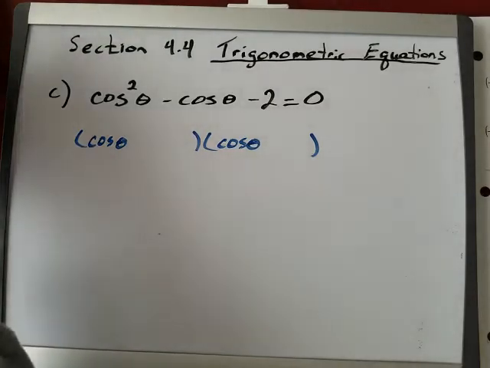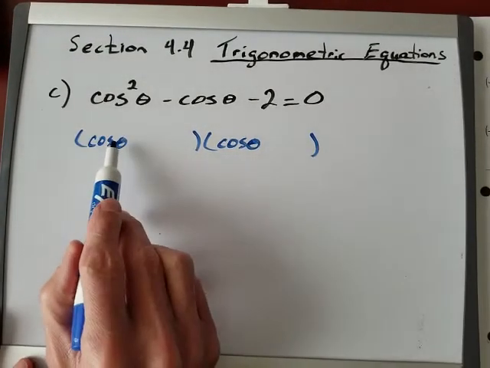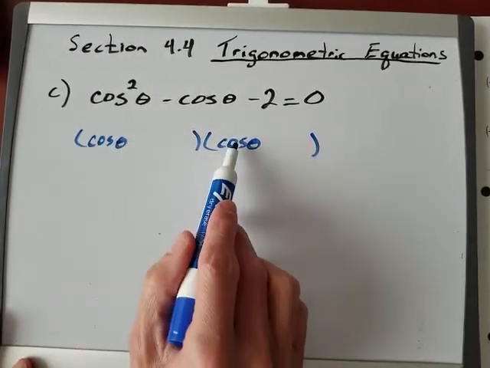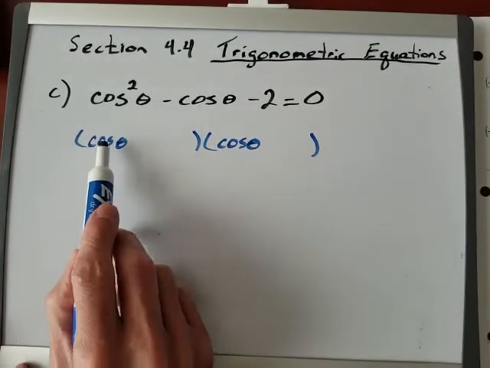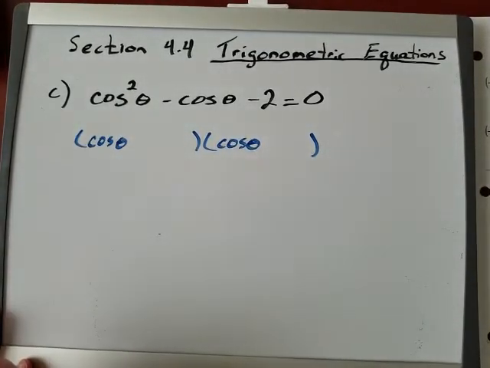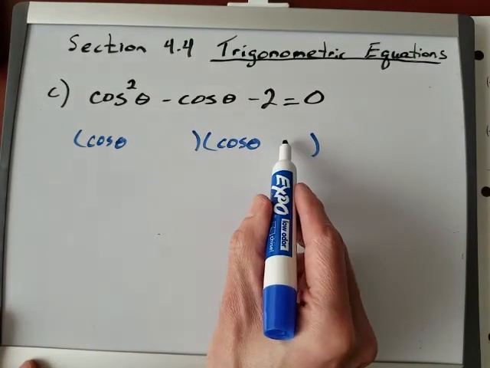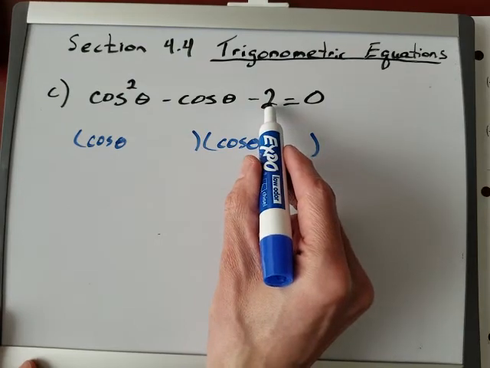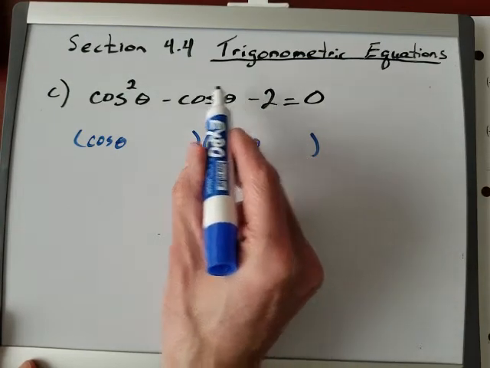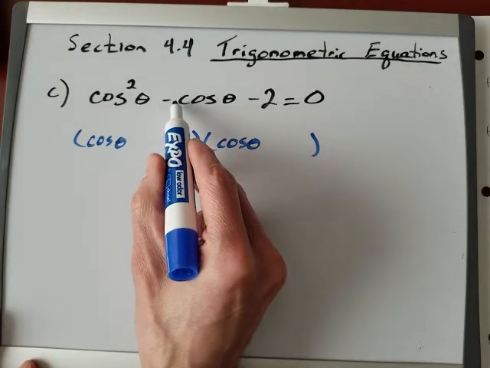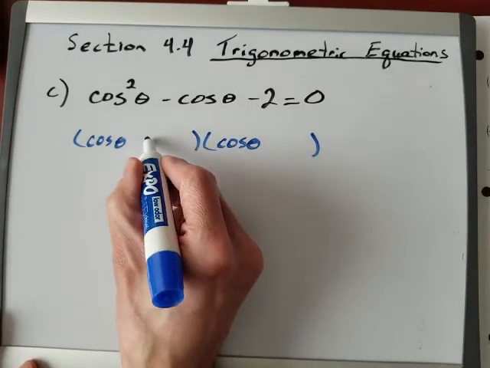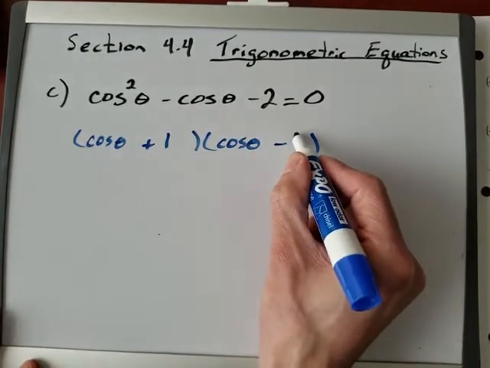So here's how we begin. What would go in the first 2 spots? Cosine and cosine. If you imagine FOIL, first times first is cosine squared. And what we're going to do is just use an old sum and product. No fancy techniques needed. We need to simply move to the last 2 spots and say, what would multiply to negative 2 that would possibly add to a value of negative 1? Well, that will be positive 1 and negative 2.